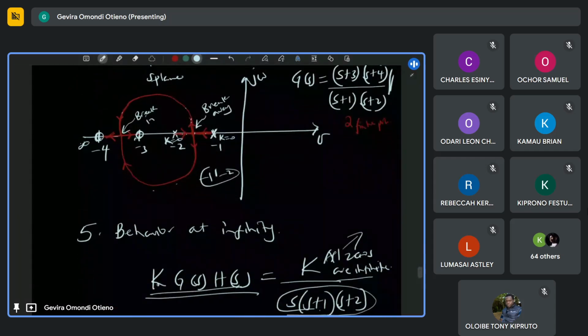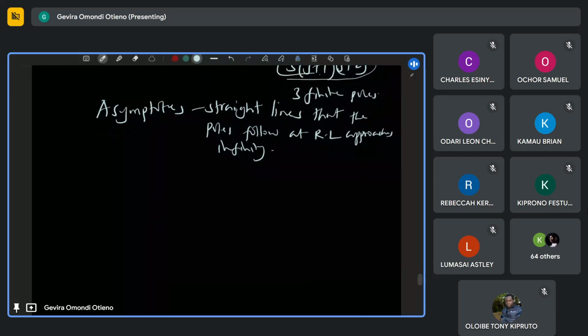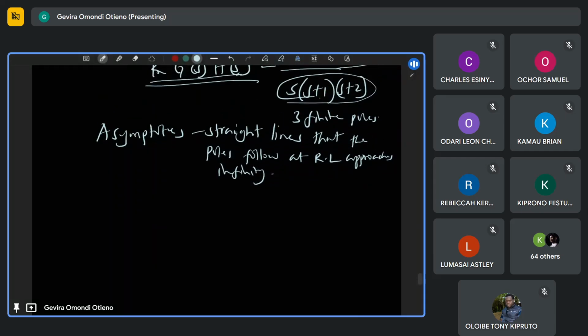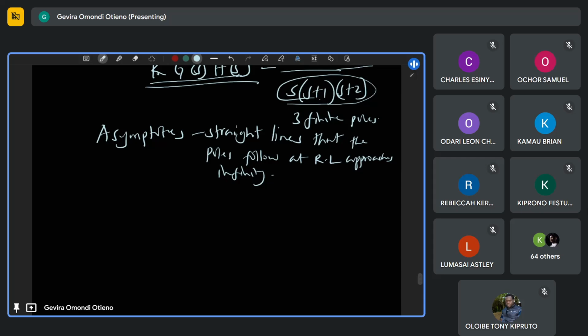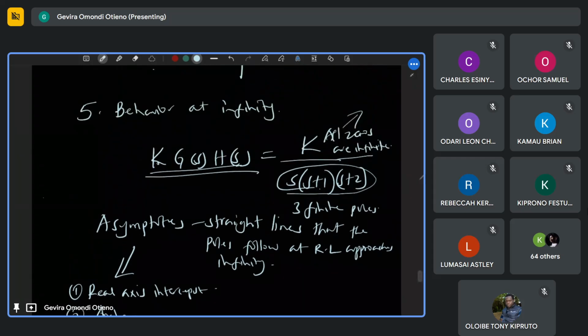We do not know the exact location because we can't plot an infinite location. So how do we obtain the asymptotes, the straight lines? For the asymptotes, you must obtain its angle and the real axis intercept. Meaning you have to obtain the real axis intercept and the angle. It's like saying this was your real S-plane, and then you have a point.